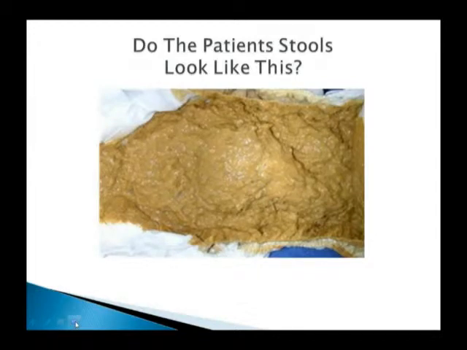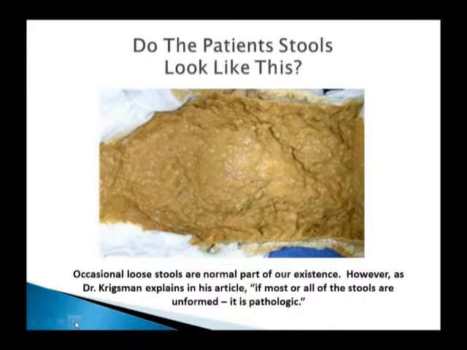Well, one of the other things that needs to be looked at and appreciated is the stool consistency. So opposite end of the spectrum with constipation is kids who have chronic foul stools. This is not normal. Every once in a while you may have some loose stools, but if this is a chronic ongoing problem, despite all your best efforts of treating yeast or bacteria or specific carbohydrate diet, the likelihood of some kind of severe inflammatory problem is going on. Okay, so as Dr. Krigsman puts it, if most or all of the stools are unformed, it's pathologic, and that needs to be taken seriously.